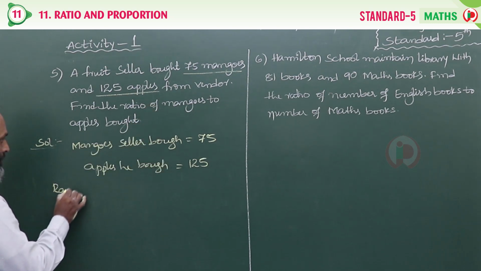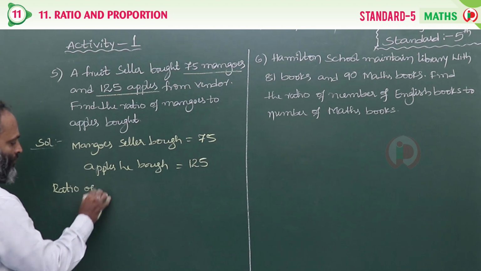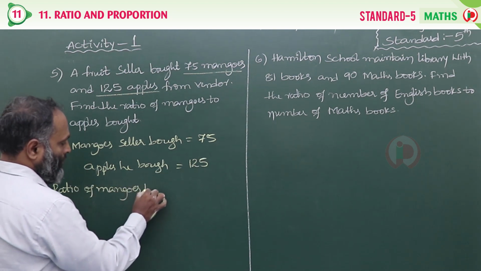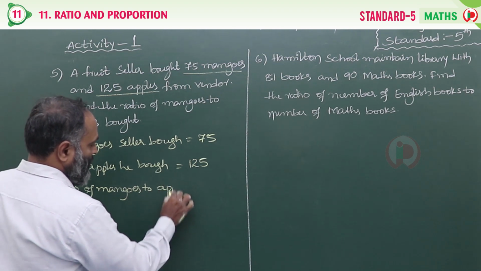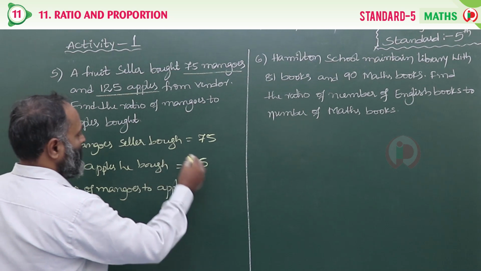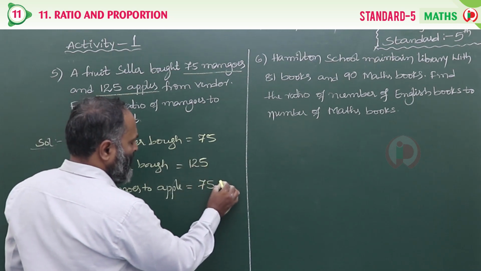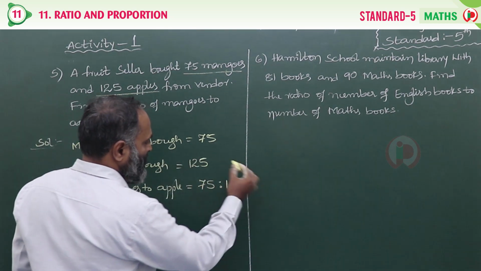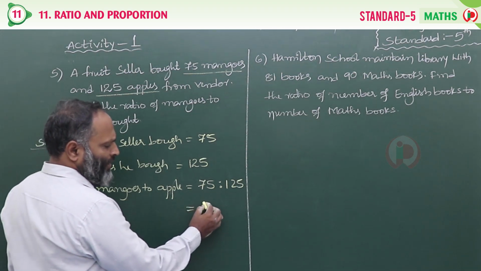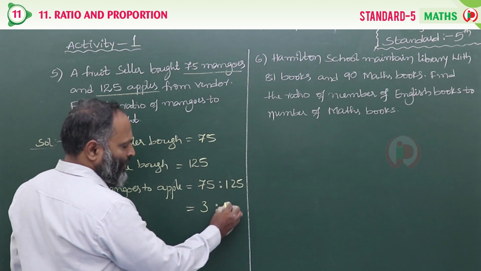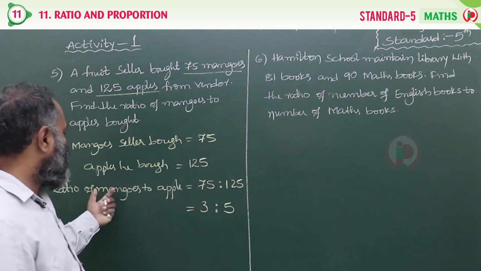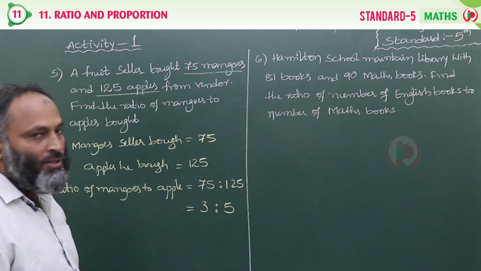Then the ratio of mangoes to apples: how many mangoes? 75. Apples 125. These two are divisible by 25. 25 3s are 75, 25 5s are 125. 3 is to 5. So the ratio of mangoes to apples is 3 is to 5.